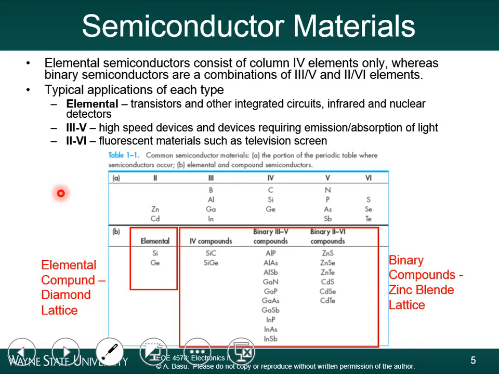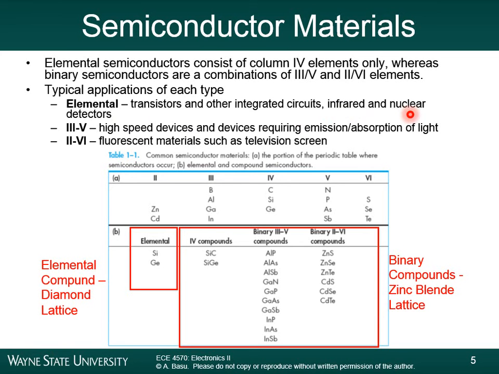So if we start with the elemental semiconductors, this is the most common kind. The elemental semiconductors are used in transistors and other integrated circuits. They're used in infrared detectors and in various types of nuclear detectors. The elemental semiconductors are the most common type of semiconductor device. Silicon is an example of an elemental semiconductor. So the elemental semiconductor consists of a column 4 element.